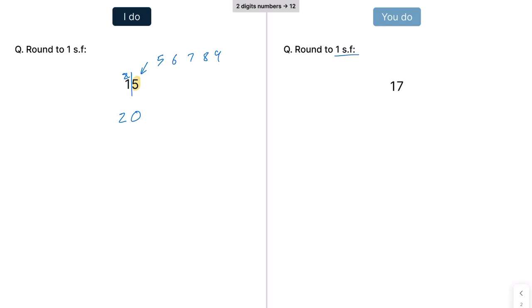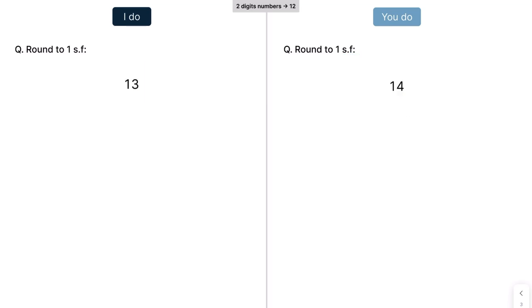So the first thing is it's saying round to one significant figure. Draw your line after the first significant figure. Look at the decider. If the decider is 5, 6, 7, 8, or 9, that means you round the number before the line up. So this gets rounded up to a 2. Everything else becomes a 0.